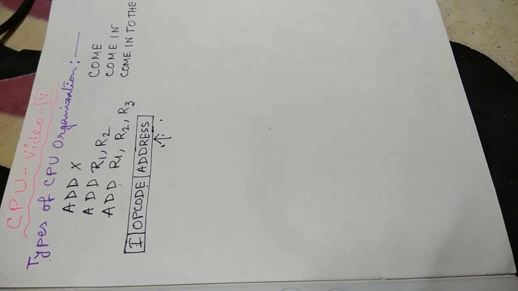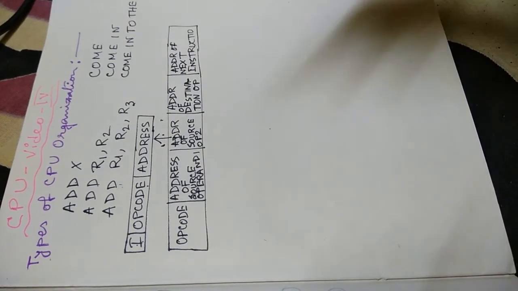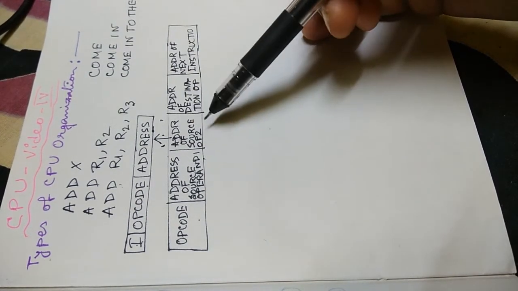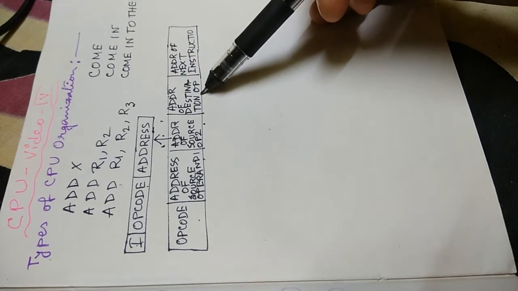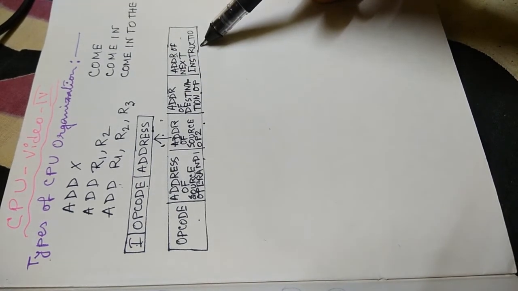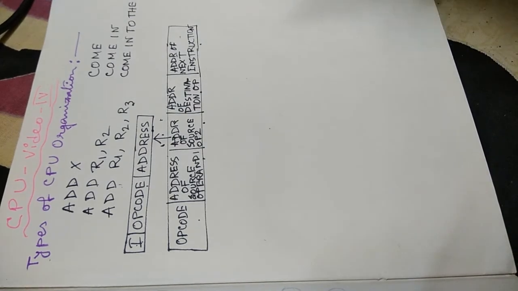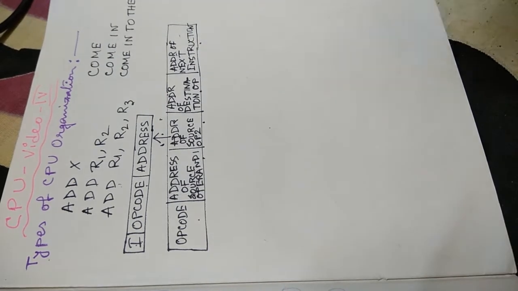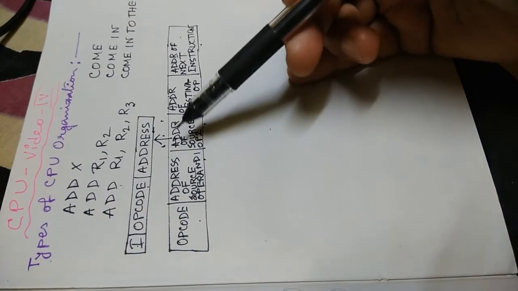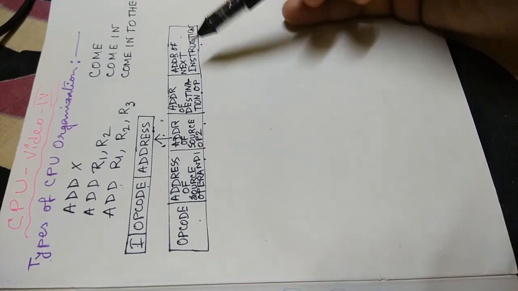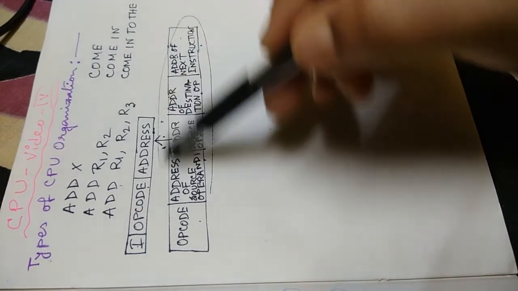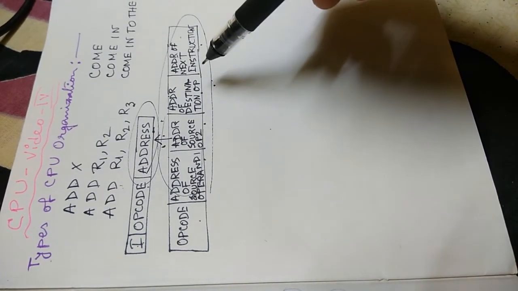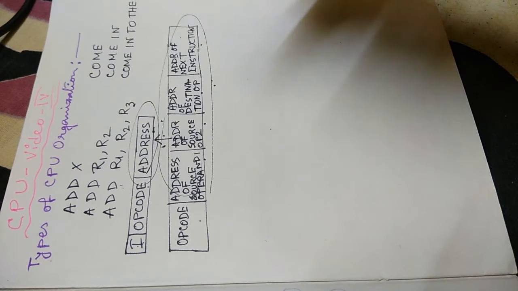Are you familiar with this also? This opcode, address of source operand 1, address of source operand 2, address of destination operand, address of next instruction. Are you familiar with this? I think I told it in your class. Whatever. It is also an instruction format, right? Now, the number of address fields determines the type of CPU organization.